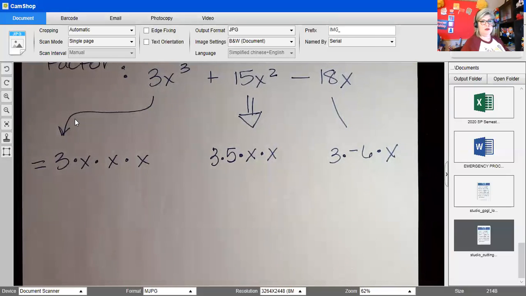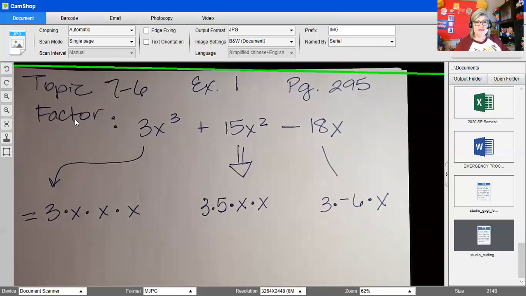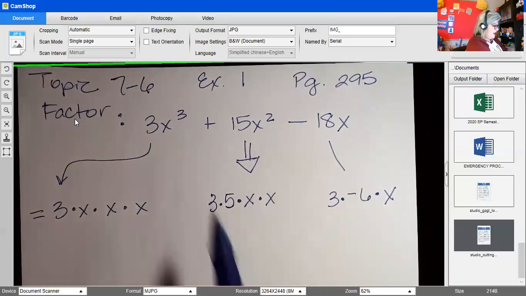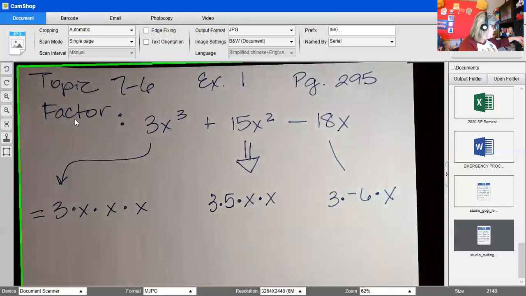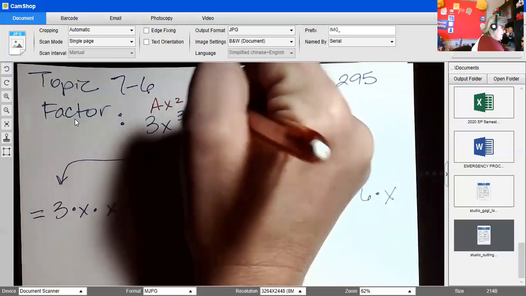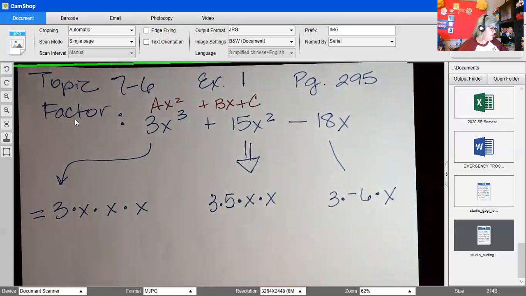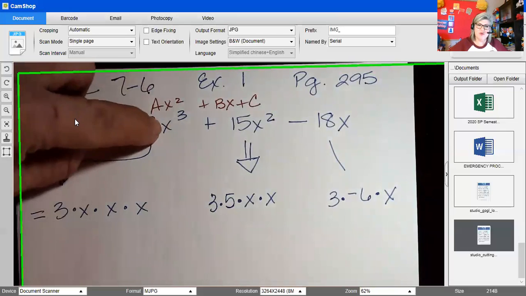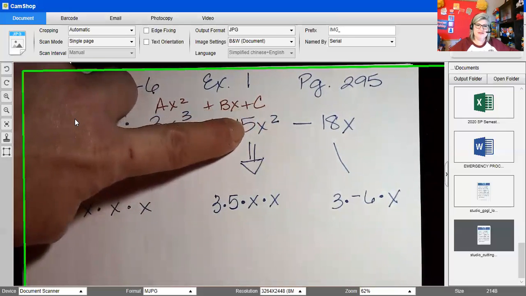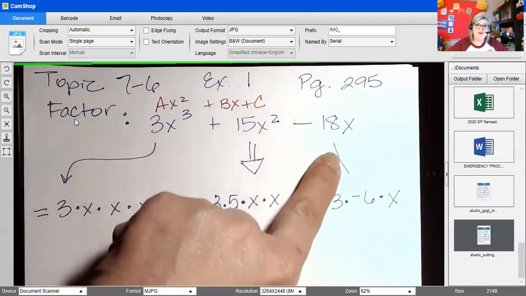I do want to move ahead because this is a normal extension upon factoring. But this is factoring when your a, if you remember, the standard form of a quadratic is ax squared plus bx plus c. So in these situations, we've got something that looks a little different. We've got an x cubed here. We've got an x squared here, and then over here we just have an x.